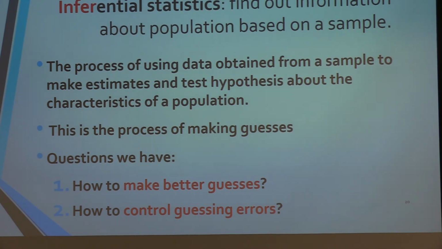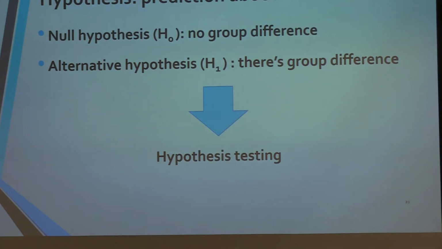So actually, it's kind of a process of making guesses. So the questions we need to answer are how to make better guesses and how to control guessing errors. This is very important. Controlling guessing error is related to a concept we talked about last time, which I didn't explain to you, which is the p-value, to control guessing error. So hypothesis is a prediction about the outcome.